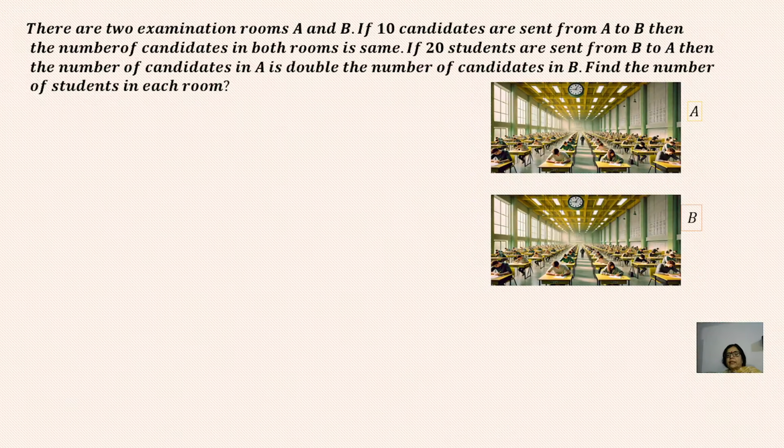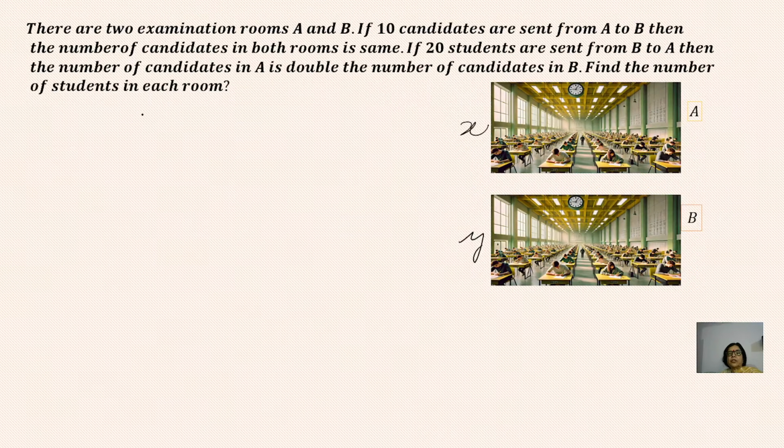Moving on to the next question: there are two examination rooms A and B. If 10 candidates are sent from A to B, then the number of candidates in both the rooms is the same. If 20 students are sent from B to A, then the number of candidates in A is double the number of candidates in B. Find the number of students in each room. So there are two rooms over here. Supposing the original number of candidates is X in A and Y in B.